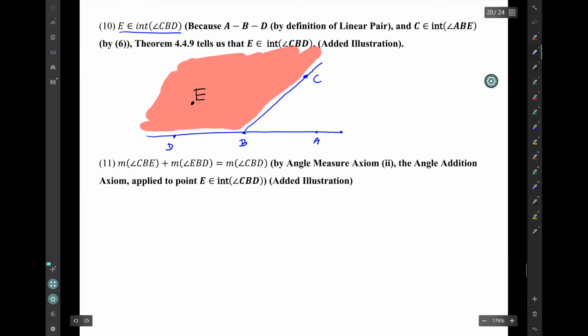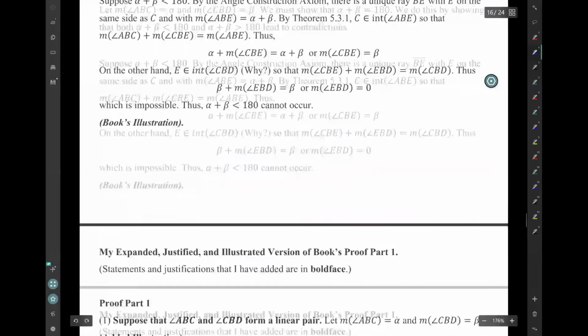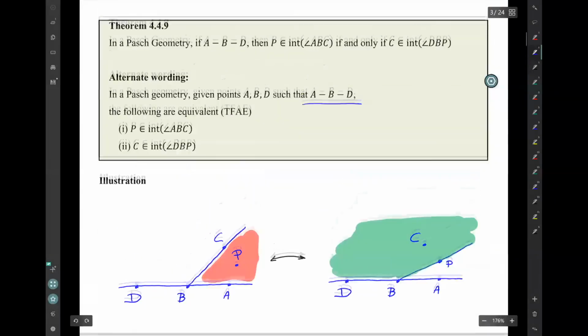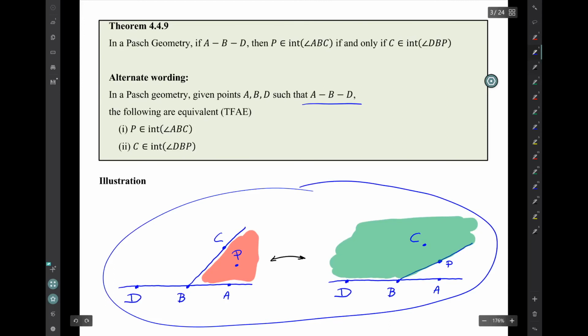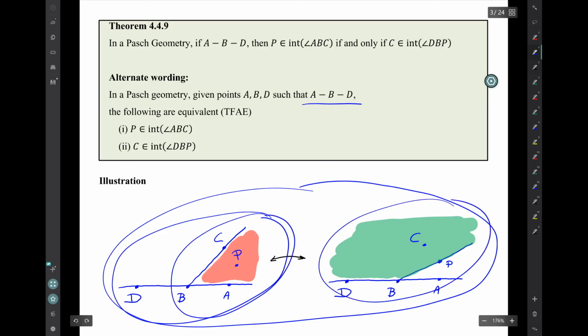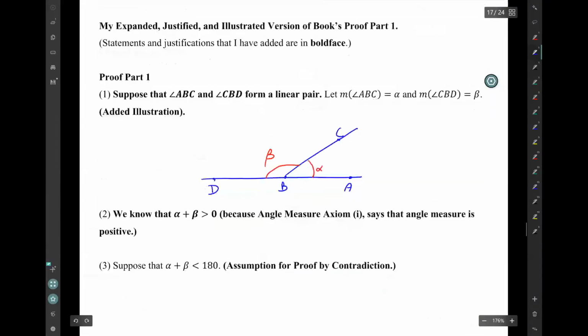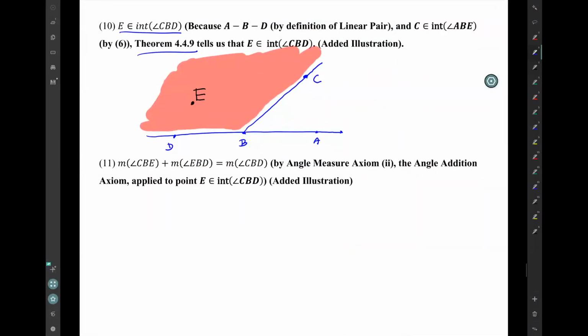Well, let's go back up and look at Theorem 4.4.9 because it's about this same thing. Theorem 4.4.9 has pictures just like that. If we have this configuration of points, we can think about this half plane and this half plane and make these two statements. So therefore, we can say statement 11, that the measure of these angles add up. Let me illustrate that.